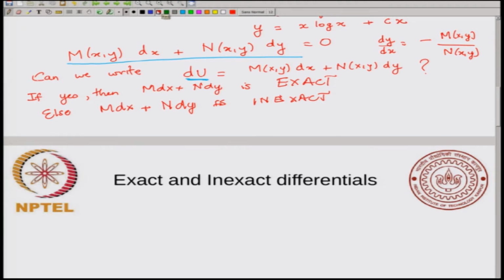So, what is the condition for M of x y dx plus N of x y dy to be an exact differential?